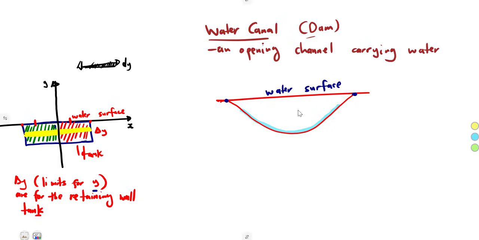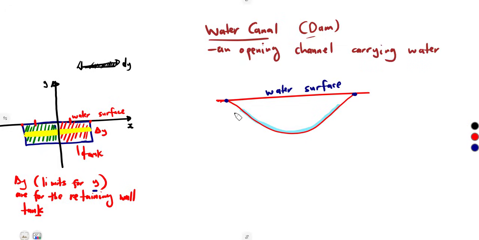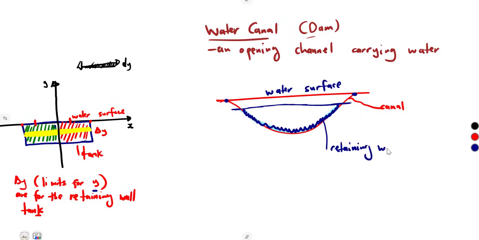But the difference in this one is that it is taken to a certain height below the water surface. Let's just say 1 meter below the water surface, or 2 meters. So we have our canal, which is in red, which is our dam. Then we have the retaining wall, this piece. It is taking the shape of the canal, which is very true. But our retaining wall is taken maybe 1 meter or 2 meters below the water surface. Let us just say 1 meter.